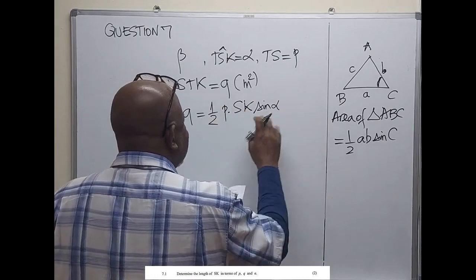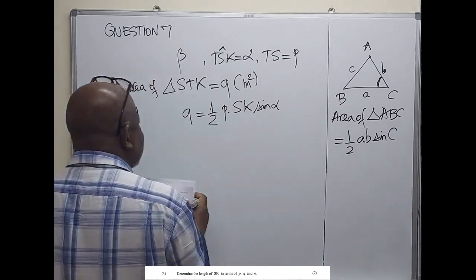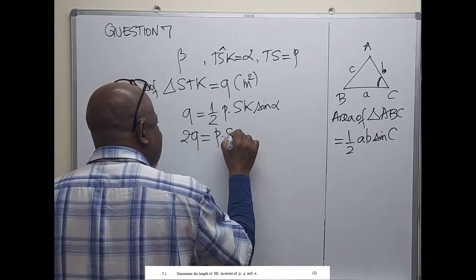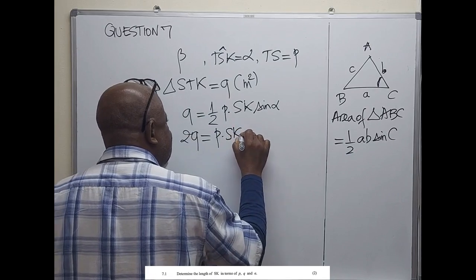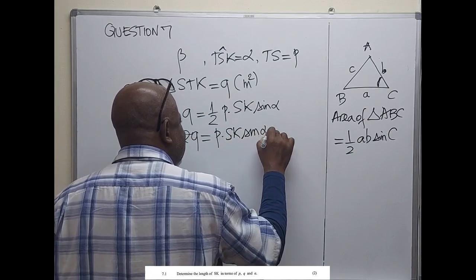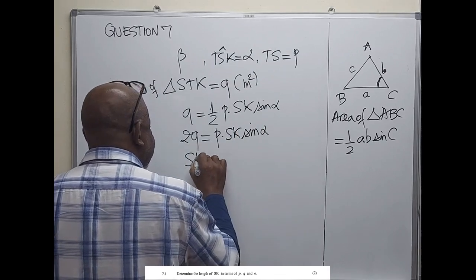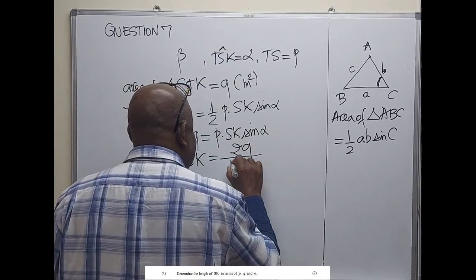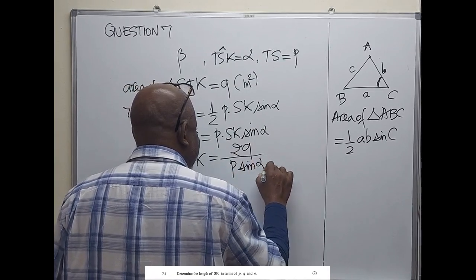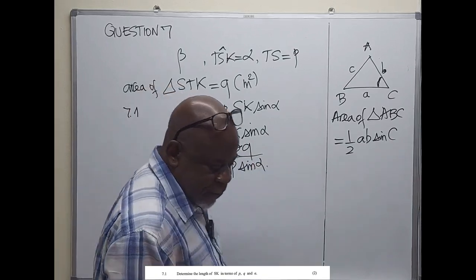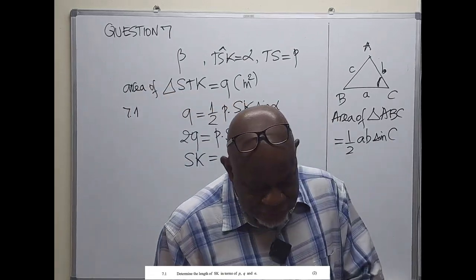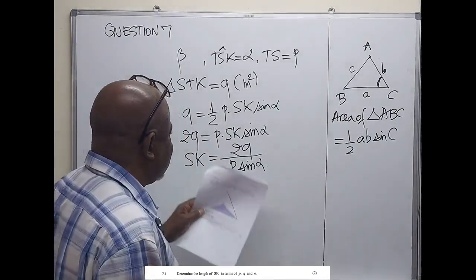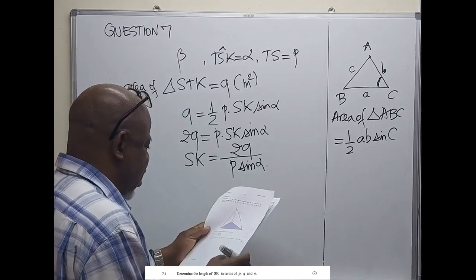As you can see from here, we're just going to cross multiply. We'll have 2Q is equal to P times SK times sine alpha. And our SK will be equal to 2Q over P sine alpha. Then we got the answer for the first question. SK will be equal to 2Q over P sine alpha.